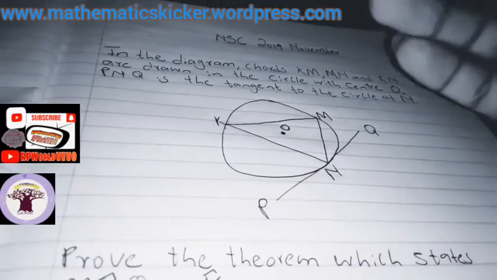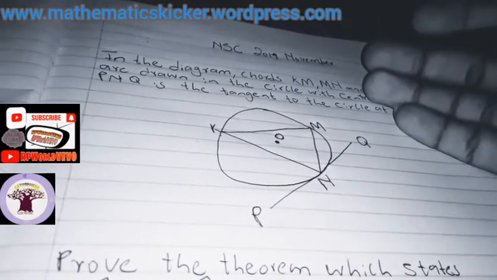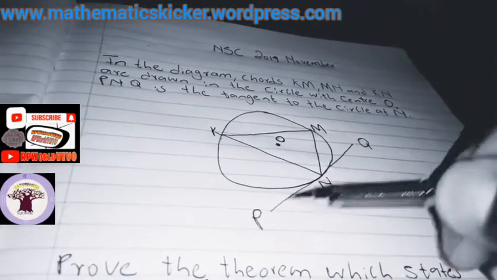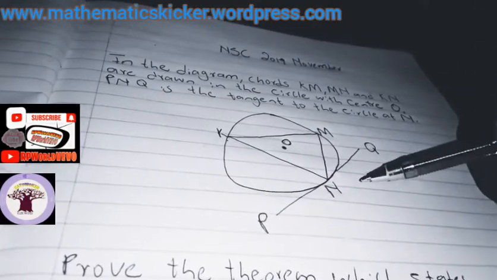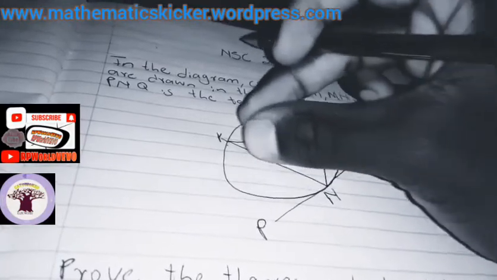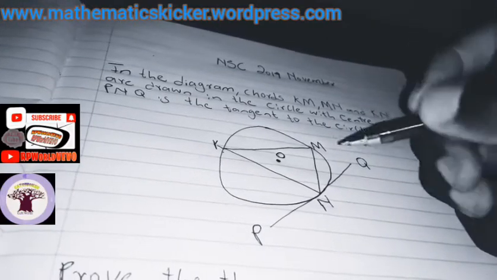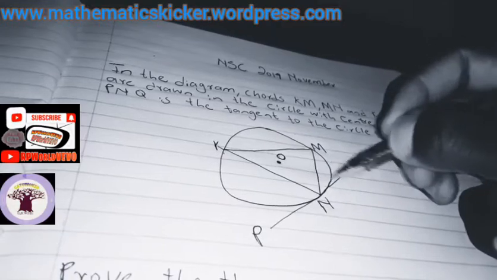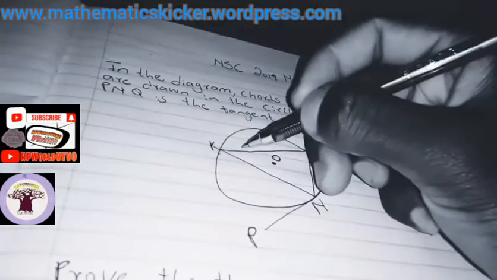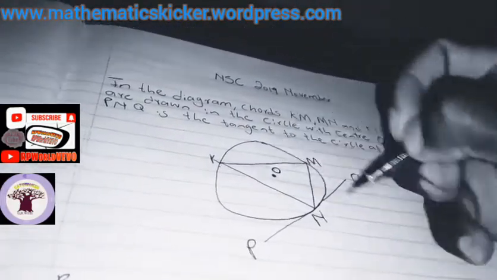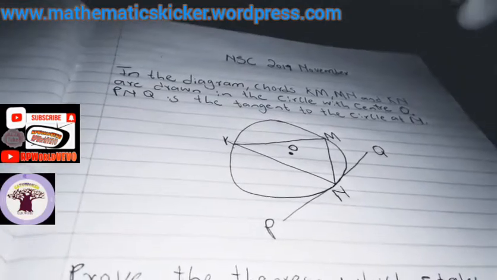Today we'll be proving the alternate segment theorem, or some people call it the tan-chord theorem, which says that the angle found between a tangent and a chord is equal to the angle subtended by the same chord in the alternate segment, which means this angle is equal to this angle. Today we'll be proving this theorem.